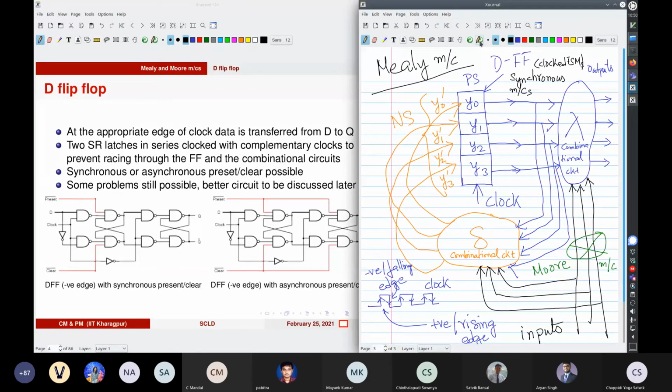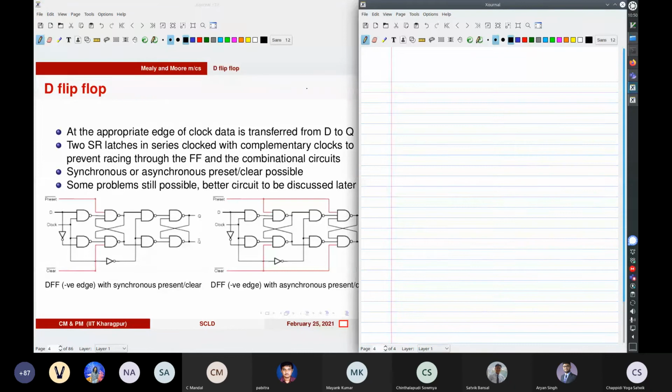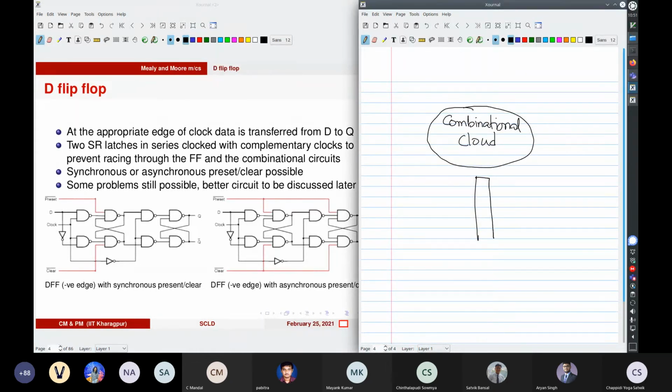Now, in this context, it's often good to talk about a Huffman machine model. In case of a Huffman machine model, you can think of a combinational cloud, and you have your state variables.